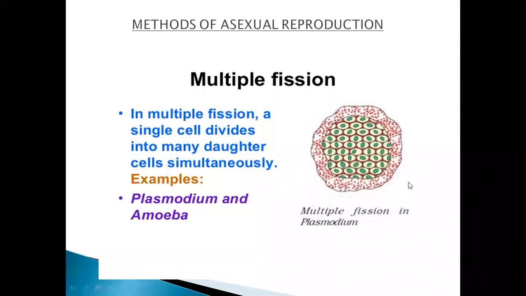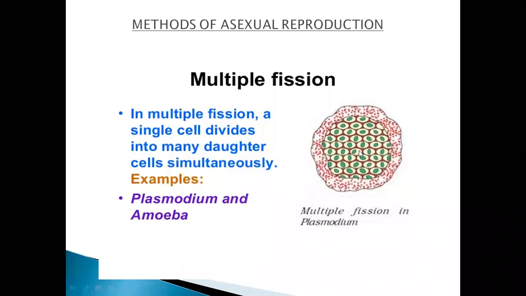In multiple fission, if you see the definition, a single cell divides into many daughter cells simultaneously. Its examples are Plasmodium and amoeba. Here you can see this is one Plasmodium, and inside of it you can see many green nuclei. A single cell divides into many daughter cells. Each of these nuclei will produce one new offspring. It means multiple offspring will be produced here.